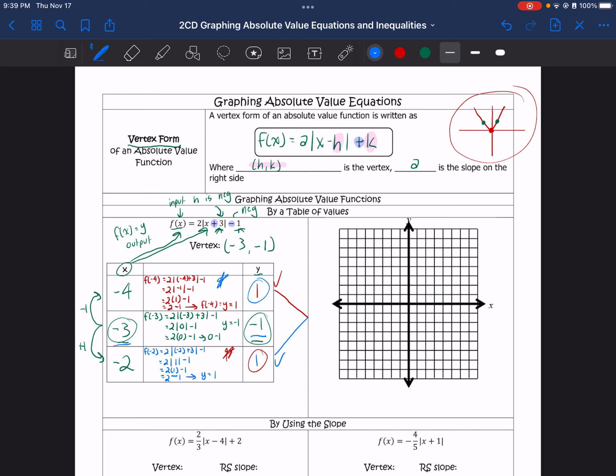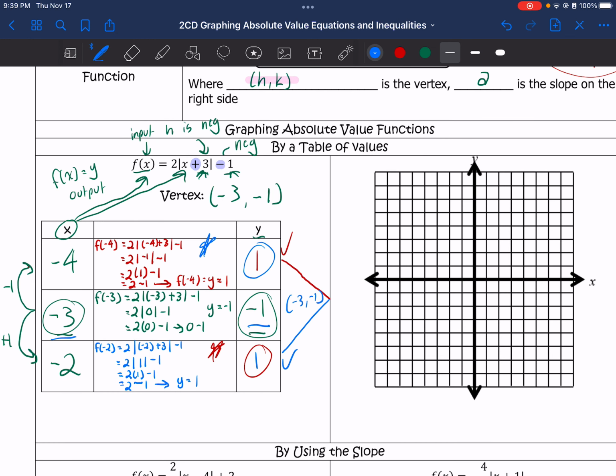Now, all we have to do is plot these points. Our vertex point is -3, -1. On our negative side, we have -4, 1. And on our positive side, we have -2, 1. So we are just going to move on our graph, starting at the origin. We're going to start with our vertex. We're going to go 1, 2, 3 to x equals -3. And then we're going to go 1 down, plotting our point at -3, -1.